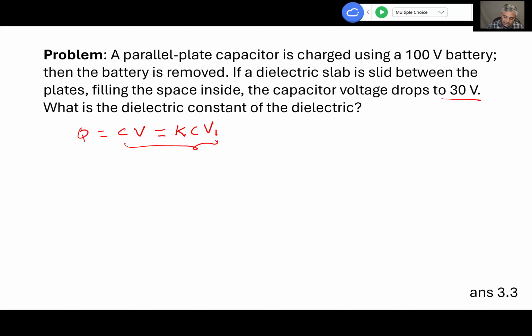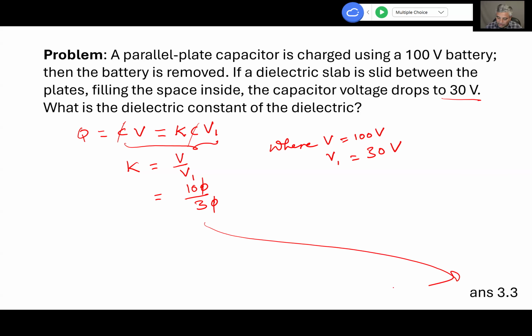So if I use that, what happens? Kappa is now, see, the C cancels, and we can say it is V over V1, where V is 100 volt and V1 is 30 volt. So just like I said, when it goes from 10 to 20, kappa is 2. Here it went from 30 to 100, means kappa is 100 divided by 30. Oh, yes. So that gives us 3.3.